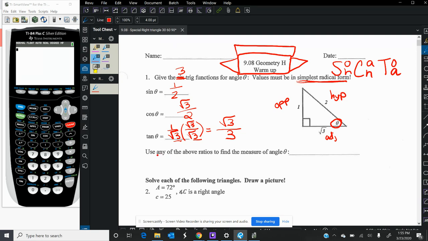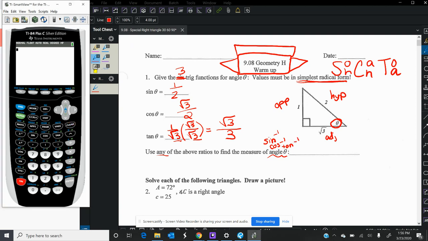And use any one of the above ratios to find the measure of angle theta. So when we're finding an angle, that's when we use our sin to the -1, cos to the -1, or tan to the -1. So going into the calculator, since sine is the simplest version, the sine of 1/2, I'm going to do that there.